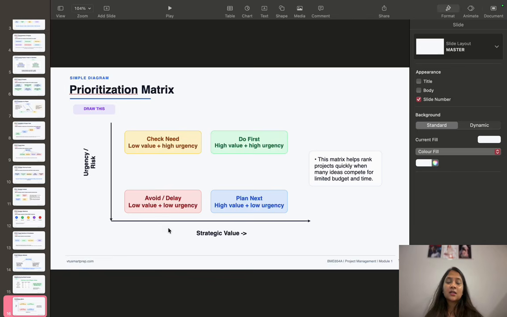Whatever is there, that only I am telling. If the project has low value but high urgency, then management should check whether it is really needed or not. This matrix is useful when many project ideas are competing for limited budget, time and resources.